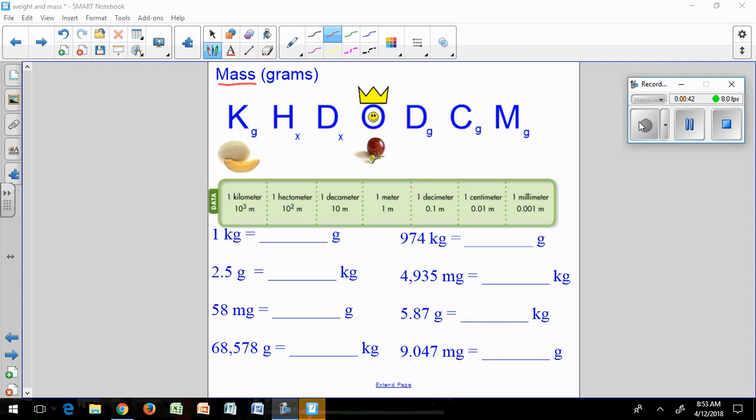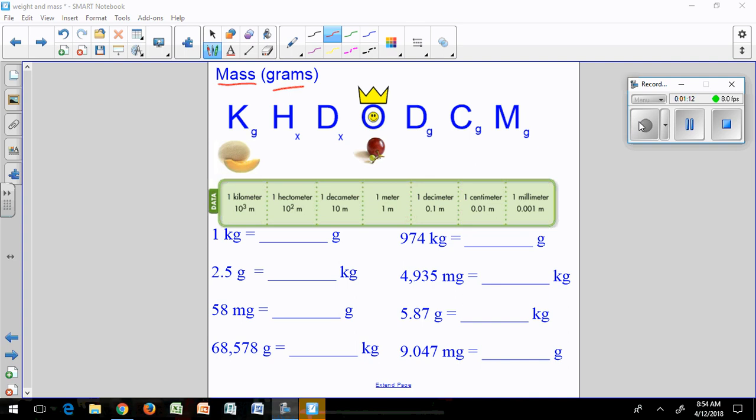But that's really not the important part of this lesson. The important part of this lesson is being able to convert in our new unit of grams. Grams measure an object's mass. Okay? So, guess what? It's going to be the same exact thing as our other metric units. It's the same exact conversion.